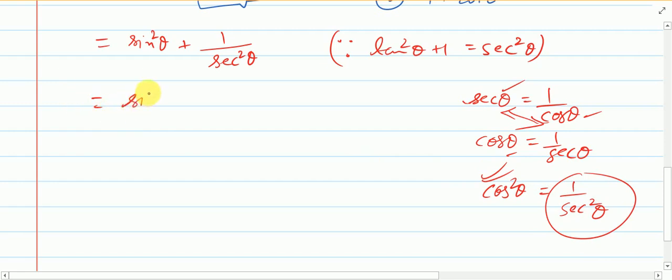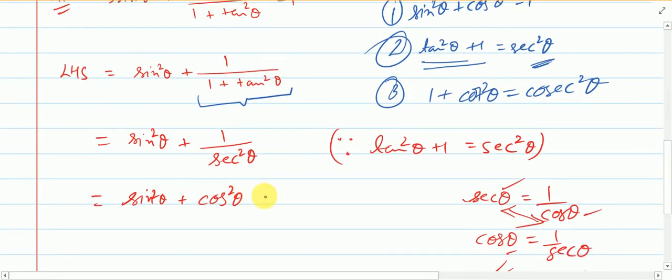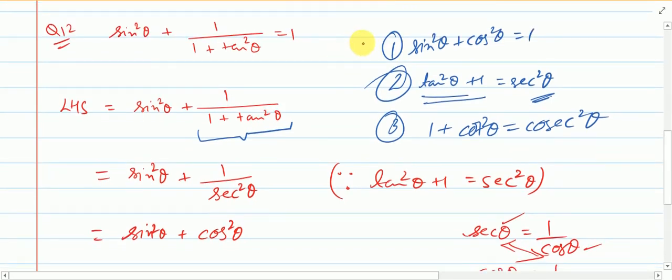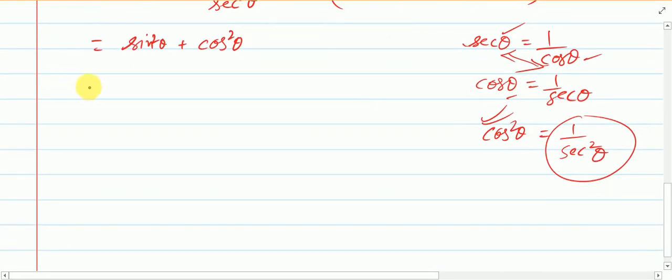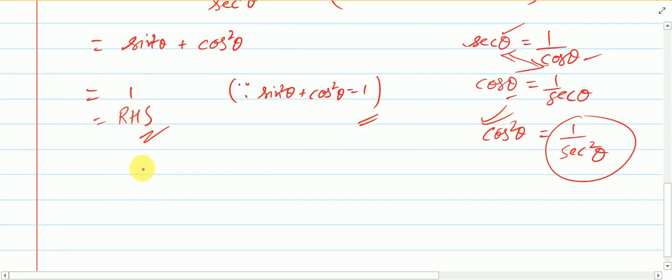So right over here, sin square theta plus cos square theta. Done. So we got this. Now you know that this is nothing but equal to 1. First identity. Okay. So this is equal to 1. You can give reason, since sin square theta plus cos square theta is equal to 1. Okay. So this is your RHS.